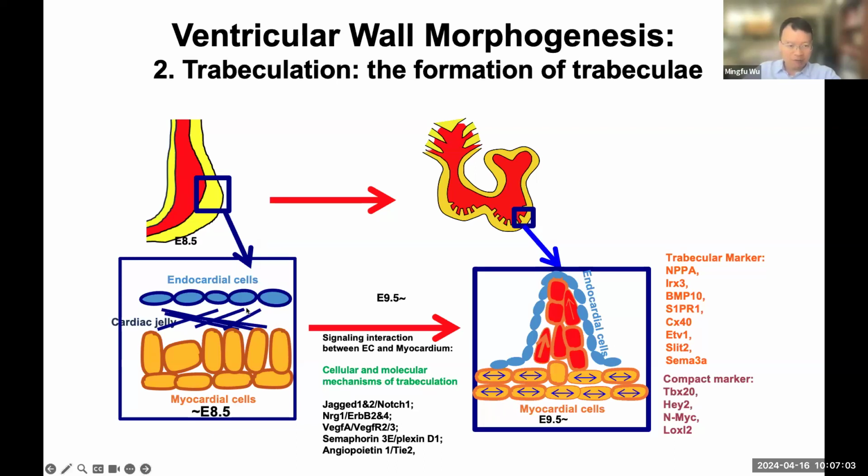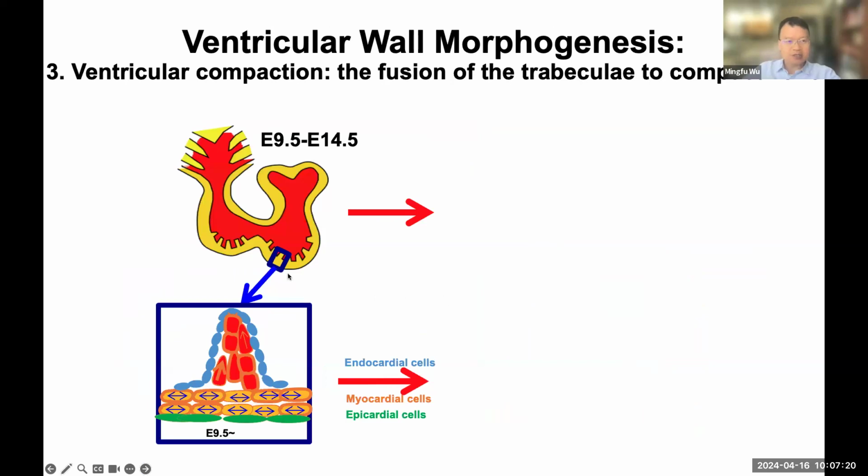One of the key projects in the lab is the signal interaction between the endocardium and the cardiomyocytes. We have a manuscript submitted to Science, now under revision, and we hope we can get this done soon. And the third step for ventricular wall morphogenesis is called ventricular compaction.